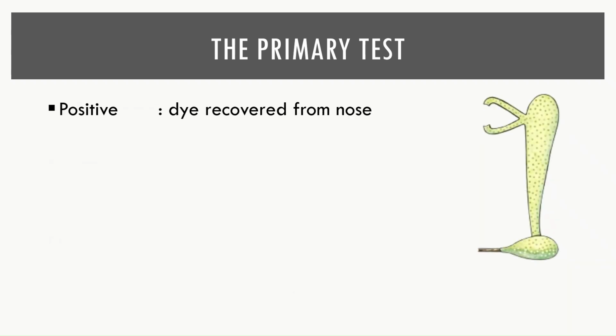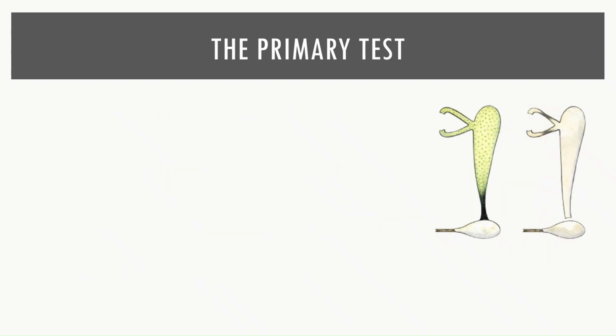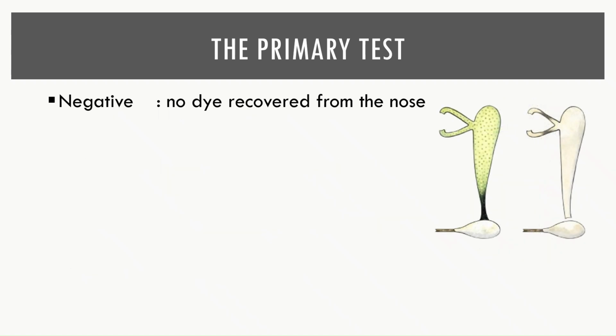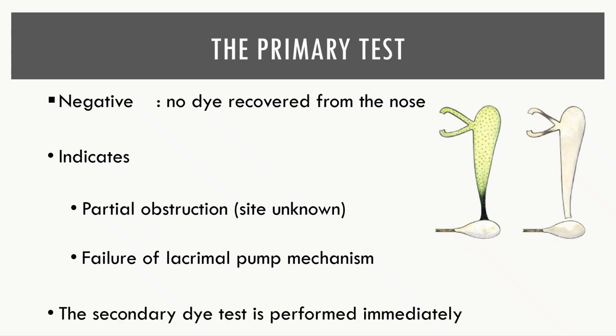In a positive primary test, dye is recovered from the nose and indicates patency of the drainage system, and watering is due to primary hypersecretion. So no further tests are necessary. In a negative primary test, no dye is recovered from the nose, indicating partial obstruction of unknown site and failure of the lacrimal pump mechanism. The secondary dye test is performed immediately after the primary test here.